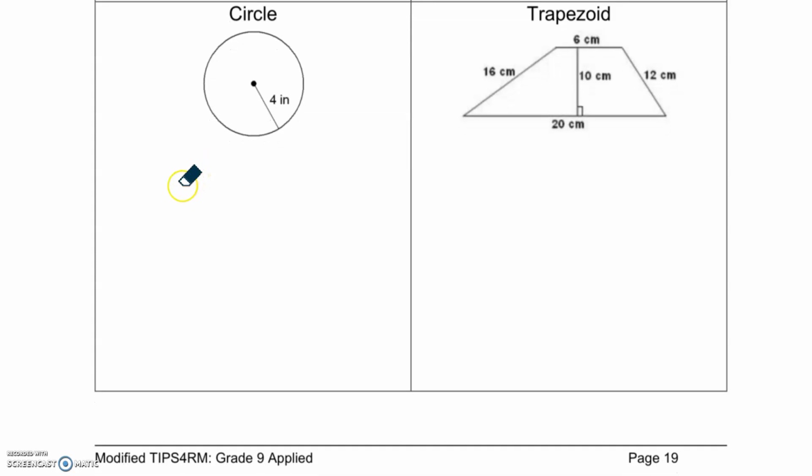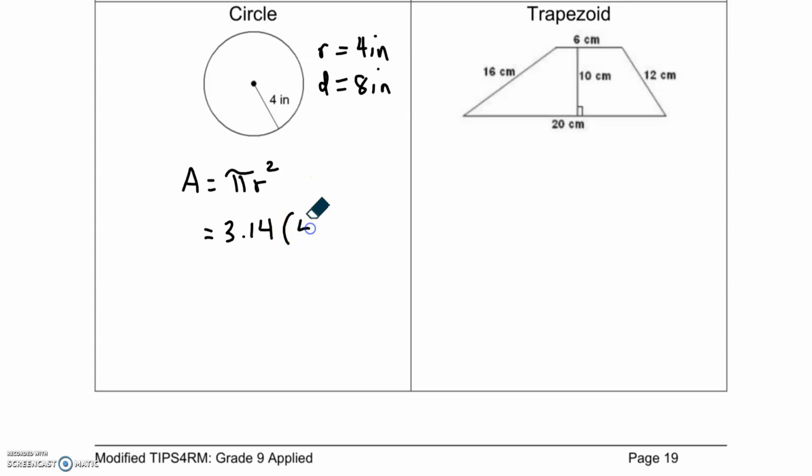The formula for area of a circle is A equals pi r squared. Let's go ahead and write next to the circle what the radius and what the diameter is. I can see that the radius here is 4 inches, and that means the diameter would be 4 times 2, which is 8 inches. All right, so for substitution, we already know that pi is 3.14, and we're going to times that by radius squared, so 4 squared.